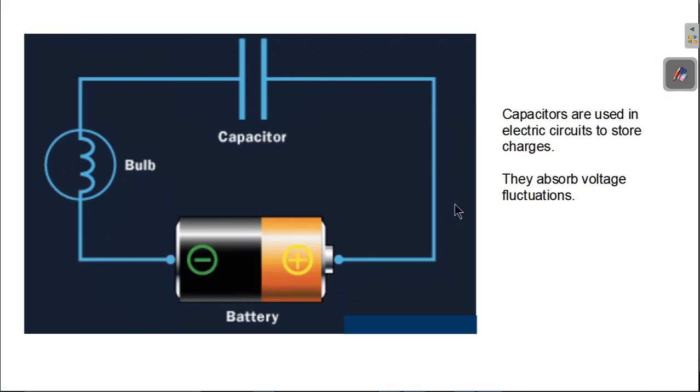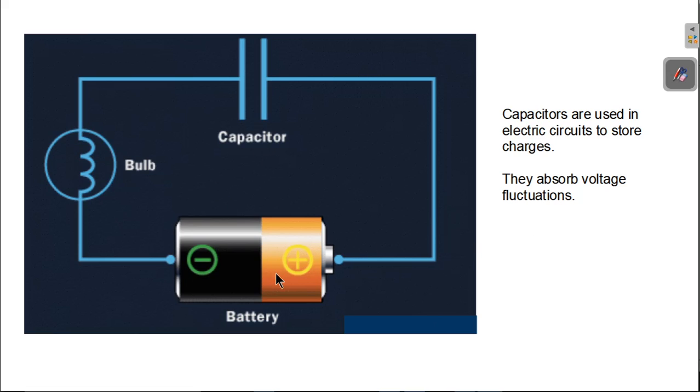Now this is explained as well. Another visual representation of the same thing. Capacitors are used in electrical circuits to store charge. So right here, you're storing charge. Here's your negative because it's your negative side, and here's your positive because this is your positive charge in your battery.